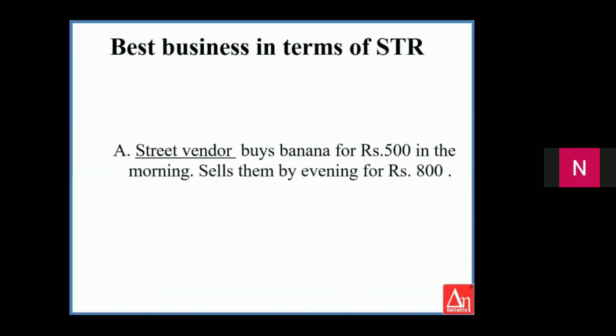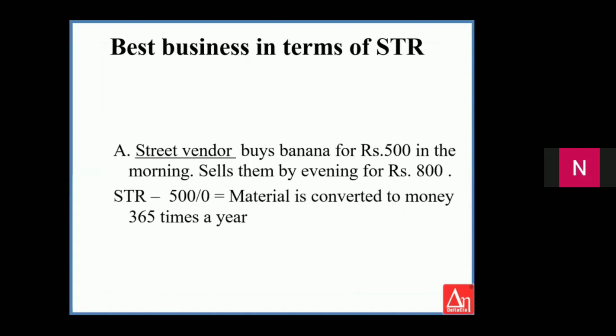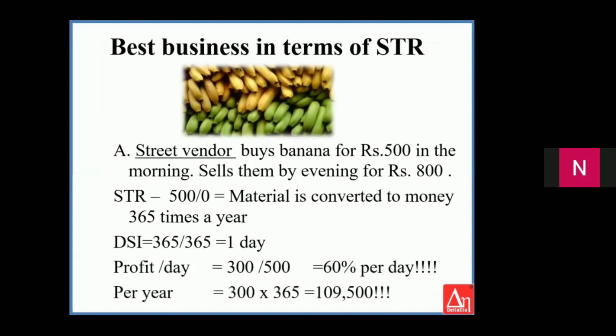Now, I will just give one example. A best business in terms of STR, we will see what is the best business that can be, and we'll end this video. Let's say a street vendor is buying bananas for 500 rupees in the morning and he sells them by evening for 800 rupees. His stock turnover ratio, almost on a daily basis, he is converting the 500 rupees into profit. So his material is getting converted into money 365 times a year.